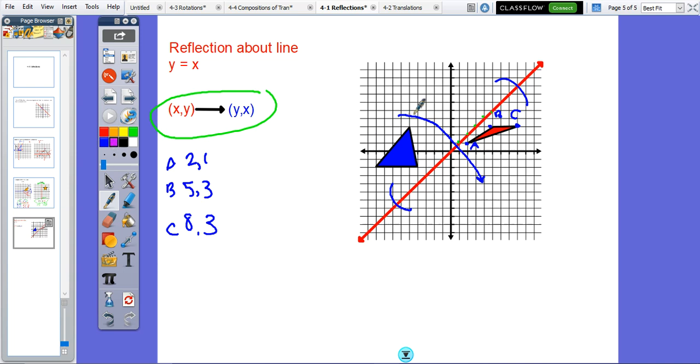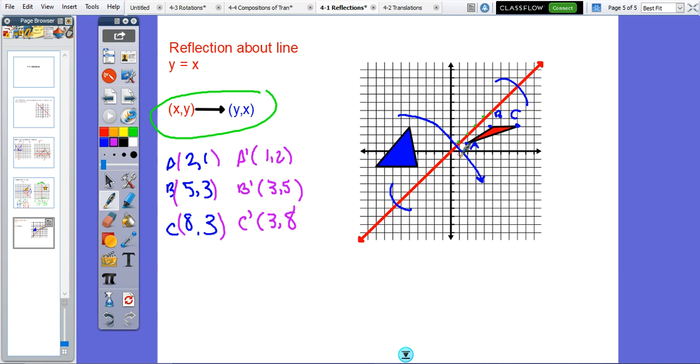We're going to reflect it over the y equals x line. So when we do that, all we're going to do is just switch the positions of the numbers. So A prime will be at 1, 2. B prime will be at 3, 5. And C prime will be at 3, 8.